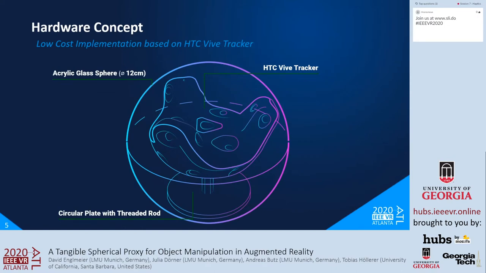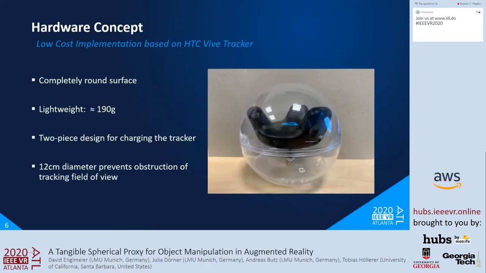If we look at our construction, we tried to keep it as simple and low cost as possible. We mounted a Vive tracker to the inside of a two-piece acrylic glass sphere with a diameter of 12 centimeters. The tracker was held in place by a 1/4-inch threaded rod, screwed to a circular plate, and then the top half of the sphere pushing down on this construction. With this approach, we get a completely round surface, since all the mounting is done on the inside.